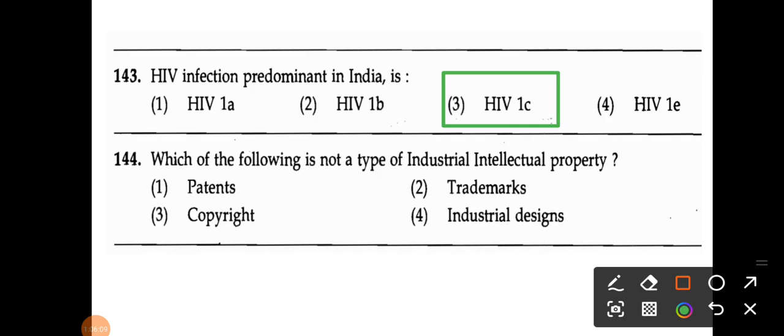Next, 144, which of the following is not a type of industrial intellectual property? Right? So patent, trademark, copyright and industrial designs. So what is the correct answer here? That is the copyright. Copyright is also an intellectual property, but not an industrial intellectual property among the options. So that's why patent, trademarks, industrial designs are the intellectual property of your industry, but copyright is not there, right?